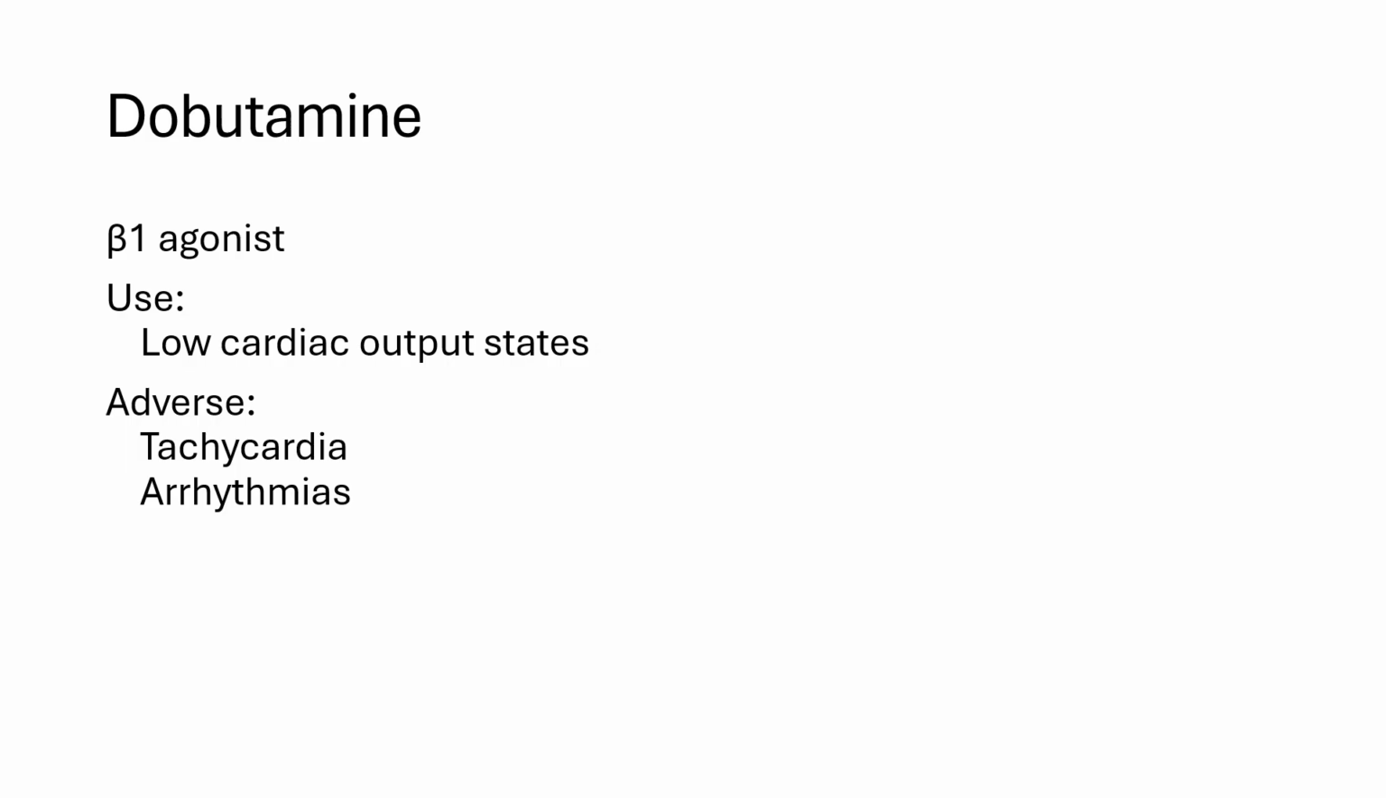Dobutamine is primarily a beta-1 agonist. Unlike dopamine, it does not have significant dose-dependent alpha effects. Its main action is increasing myocardial contractility through beta-1 receptor stimulation. It also mildly increases heart rate. Because of this mechanism, dobutamine primarily increases cardiac output rather than systemic vascular resistance.